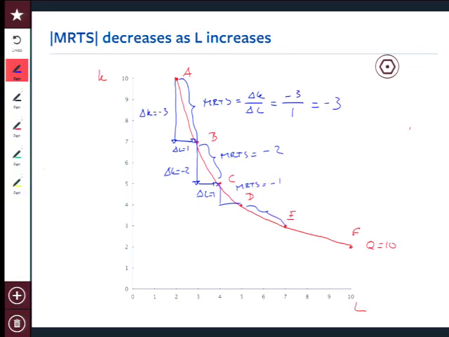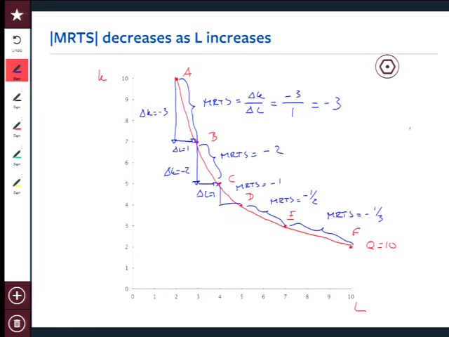Here, you add 2 units of labor, you get to give up 1 unit of capital. So the marginal rate of technical substitution is -1/2. And here, you add 3 units of labor, you get to give up 1 unit of capital. The marginal rate of technical substitution is -1/3. It's always the change in K over the change in L. So what we're seeing here, as we go from the top left to the bottom right, is we start with a marginal rate of technical substitution that's a large negative number, and it goes from -3 to -2 to -1 to -1/2 to -1/3. It becomes a smaller negative number.